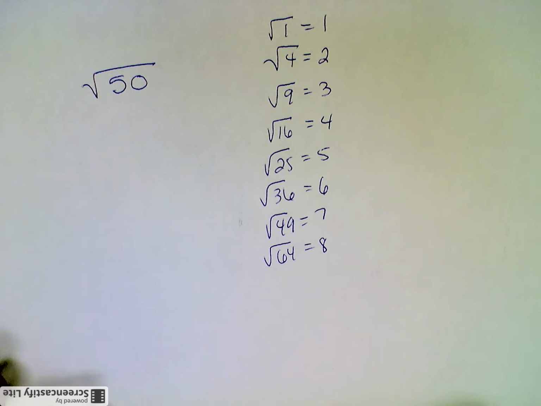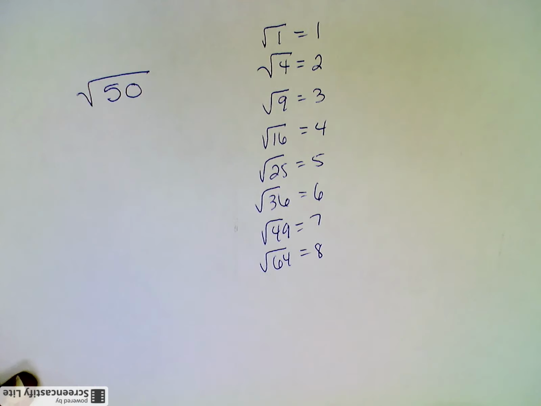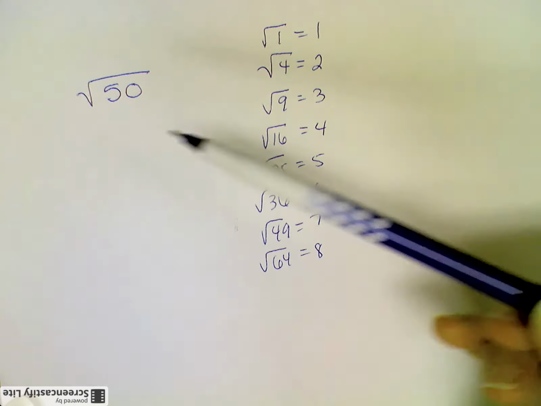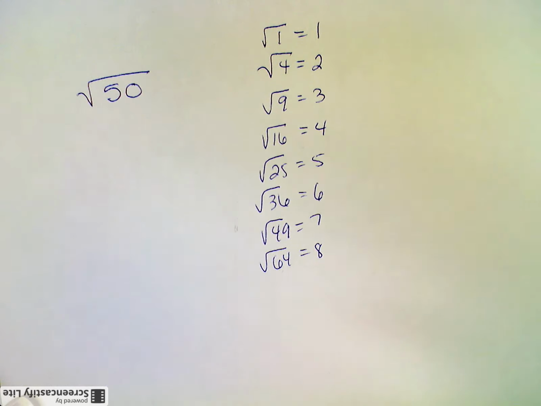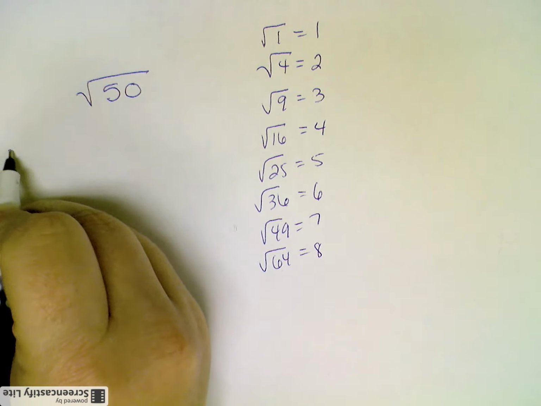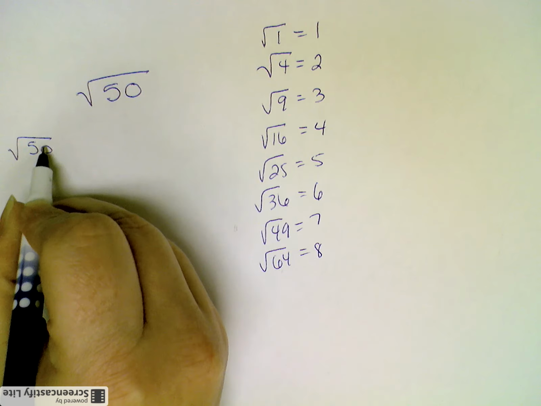So if you're trying to simplify the square root of 50, there's two ways that we can do this. We can use these perfect squares to figure out which one divides into 50, or we can factor 50 and then pull out any numbers that are there twice. So I'm going to show you this both ways. So the square root of 50, write that over here.